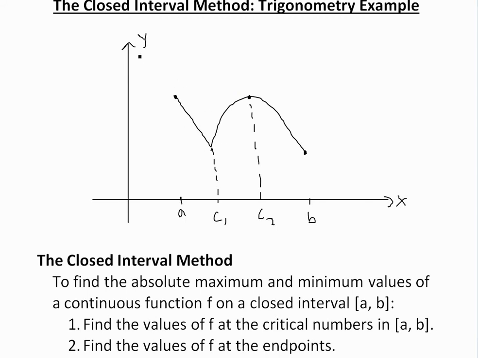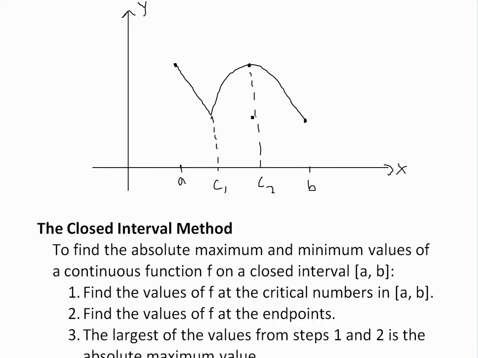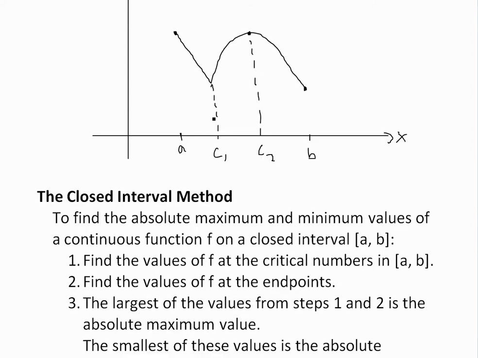Basically, if you have a closed interval like this, a to b, where closed just means that at the endpoints the value exists on the function, and the function is continuous, then the absolute max and minimum values have to be either at the endpoints or anywhere in between at a critical number, like c1 or c2, where the derivative is either 0 or does not exist.